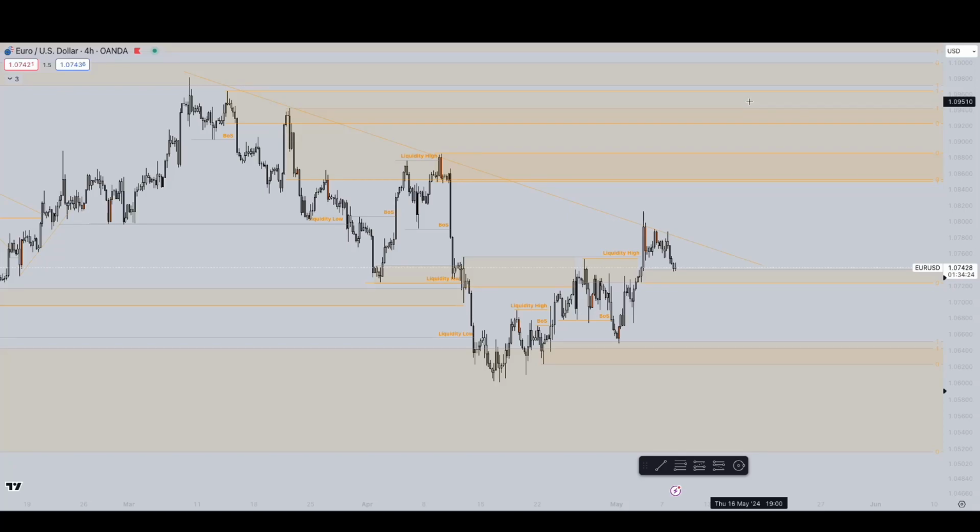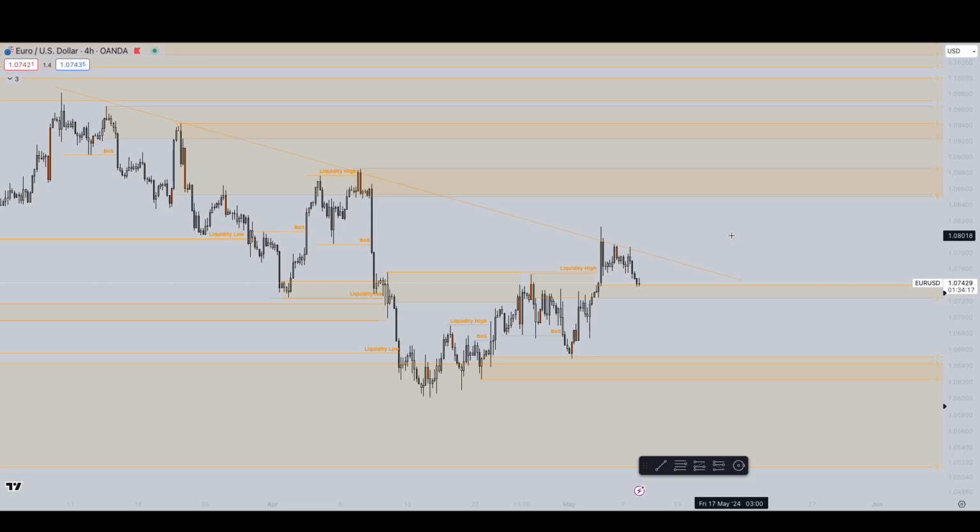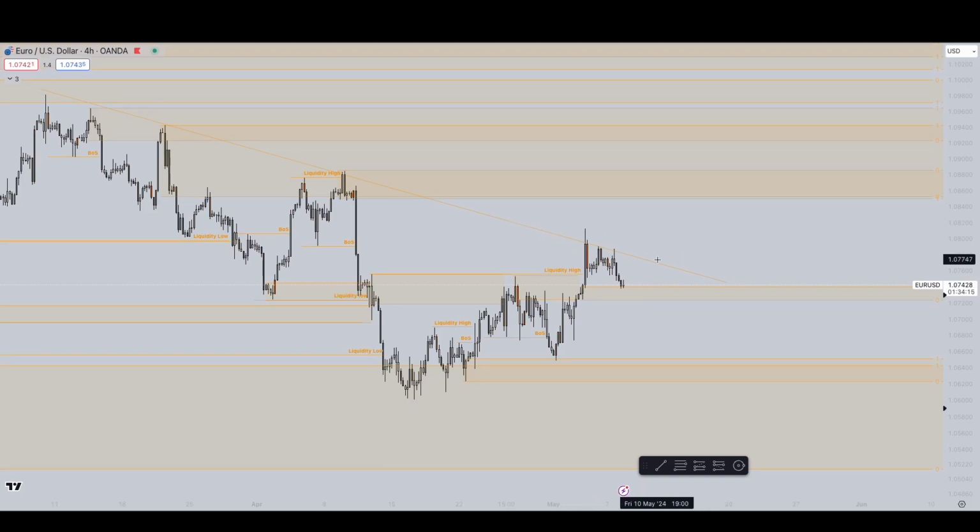Let's quickly dive into the charts to see what we're gonna do today. So let's kick off with euro dollar. Euro dollar first of all is inside of our demand zone. So what could be happening from here is that we're gonna break this daily trend line.